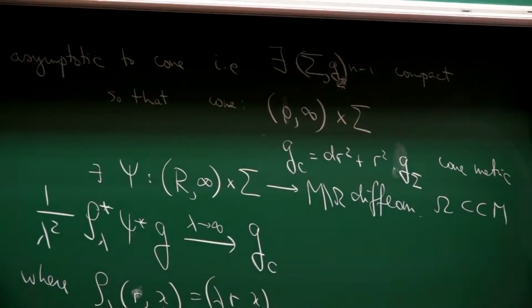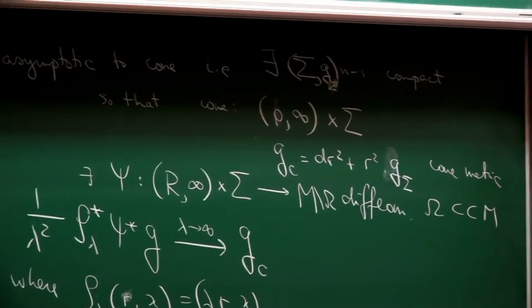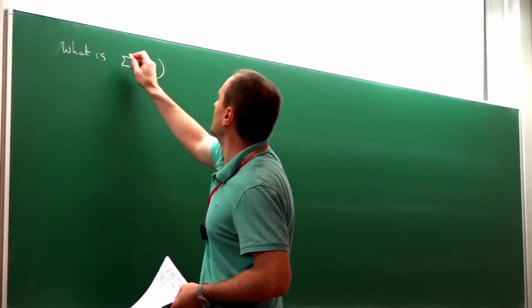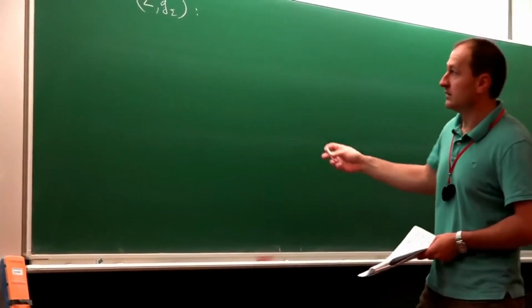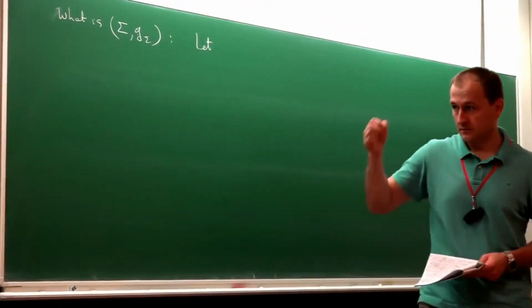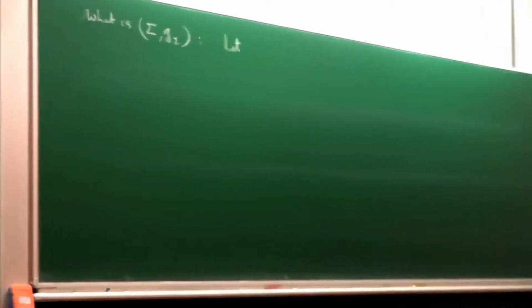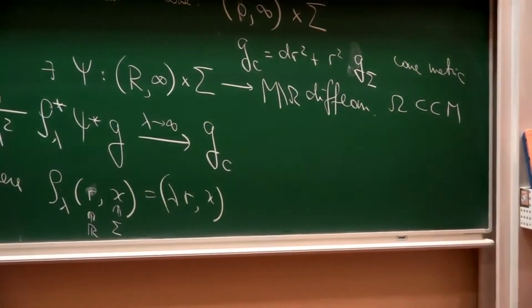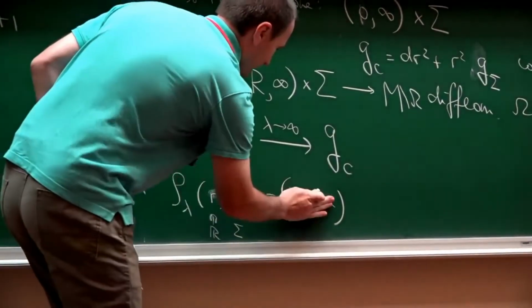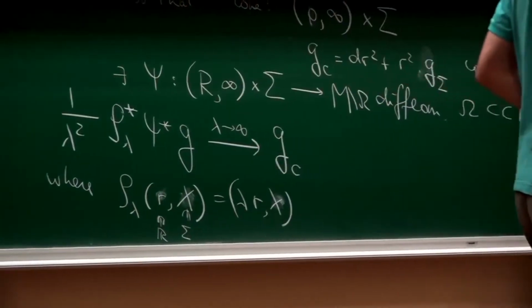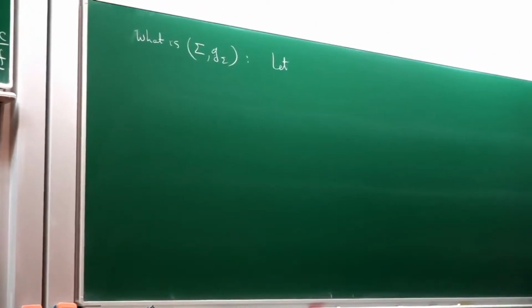So let's be exact. So for us, what is sigma? How do I construct this psi? How do I construct this sigma and g sigma? I will take x plus lambda. Oh, sorry, so that was x. Okay, I see this x, or we just leave it there. Right, so lambda is a real parameter that goes to infinity.